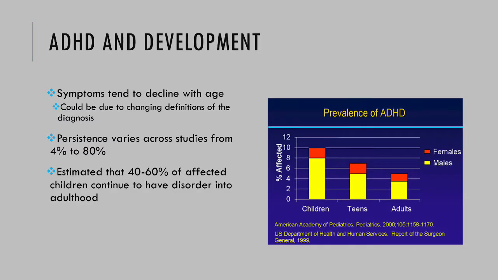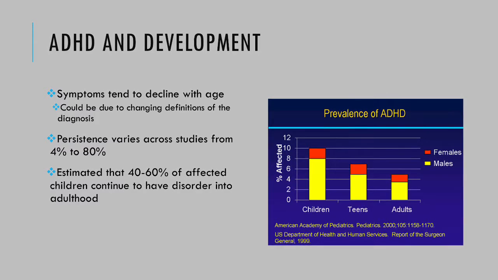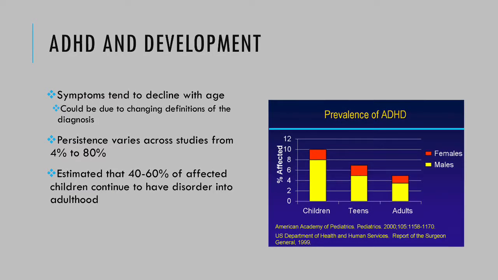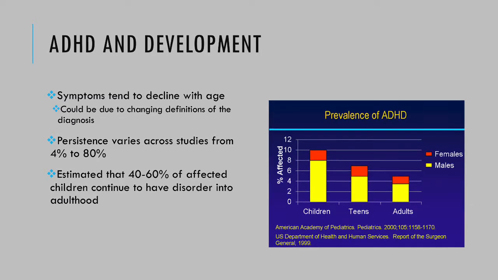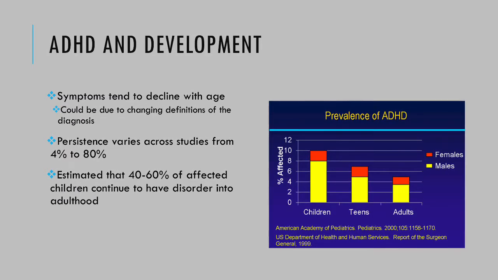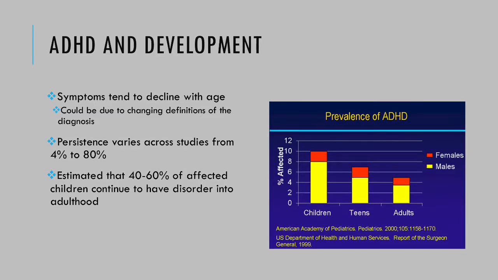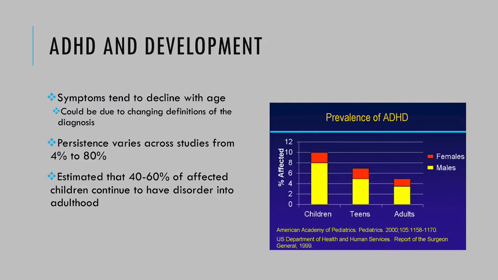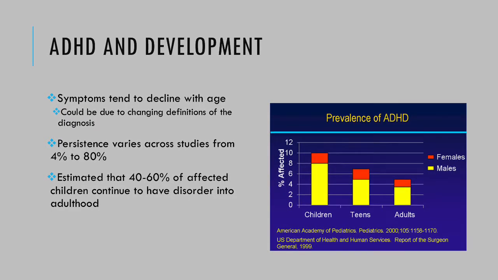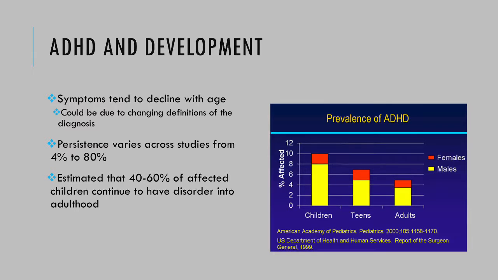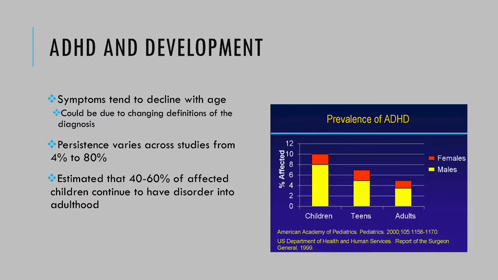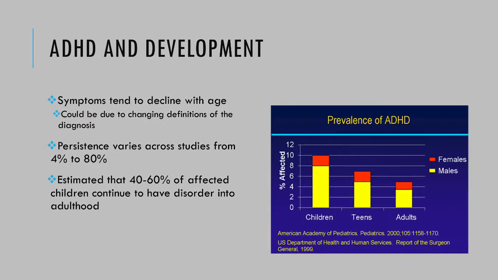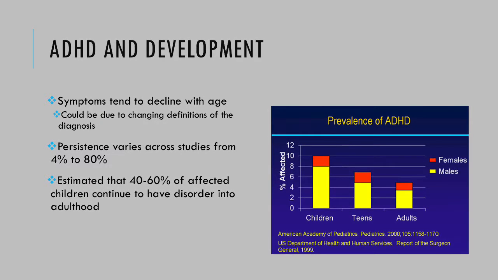So ADHD and development also shows some differences. So symptoms tend to decline with age, but this could be due to multiple factors such as changing the definition of what is diagnosed as ADHD. But persistence varies across studies all the way from 4% to 80%. But the estimated persistence is at 40 to 60% of affected children to continue to have the disorder into adulthood.